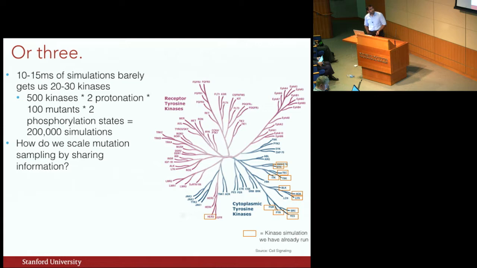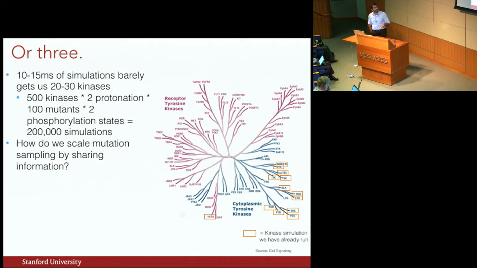And ultimately, you can run all these MD simulations you want, and you can build as many MSMs as you want. But 10, 20, 50 milliseconds is not even going to come close to the scale of the problem there is, where there are 500 kinases. I'm only going to show you a part of the kinome. And they all have at least one protonation that's important. They all have multiple phosphorylation sites. And there are hundreds of known mutations that have been predicted for each kinase. And there are multiple drugs that each kinase can bind to.